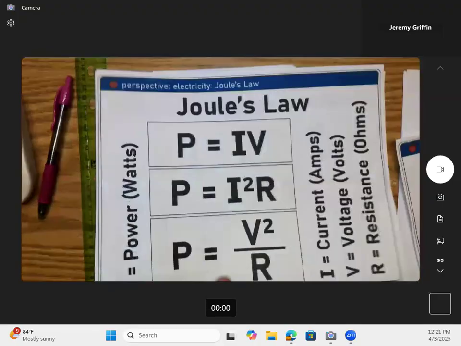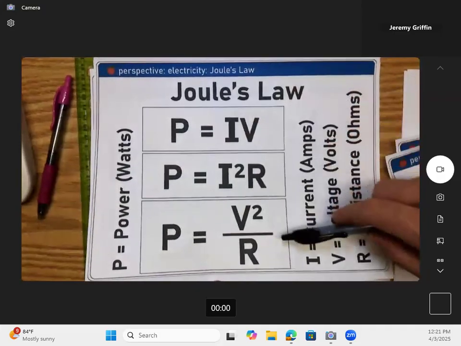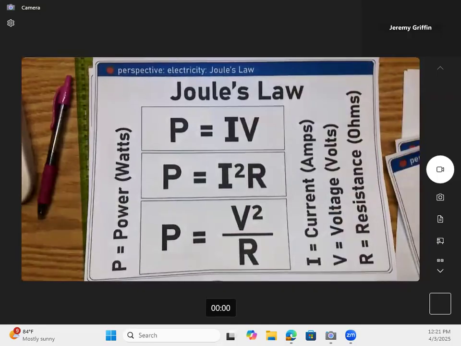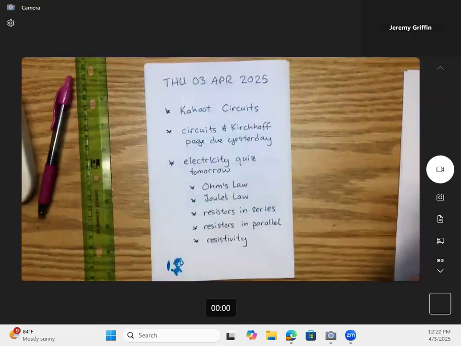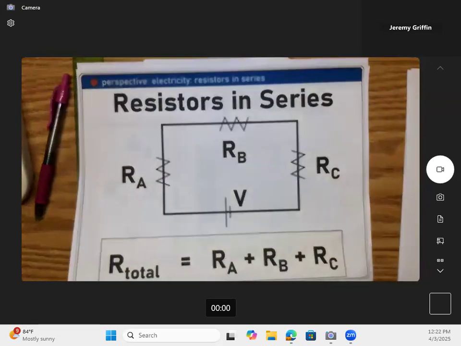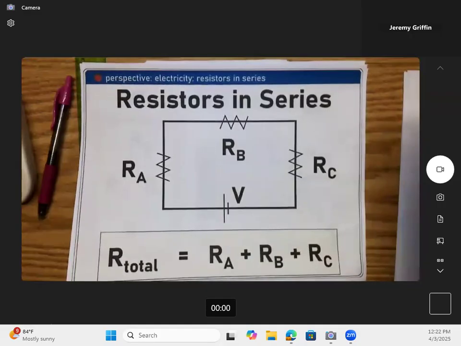Could you go power is current times voltage? That's one way to do it. And here are some other iterations of that. Use substitution and Ohm's law, and you could do Joule's law. Okay. How about can you calculate resistors in series? If you have a bunch of resistors in series, what's the total resistance? Very simply, add them all up. If you have a bunch of resistors measured in ohms, just add them up.